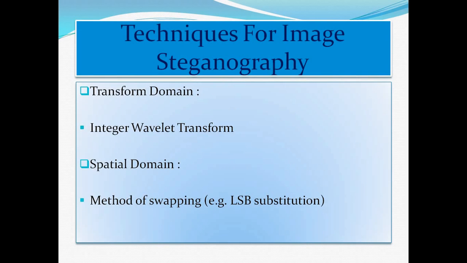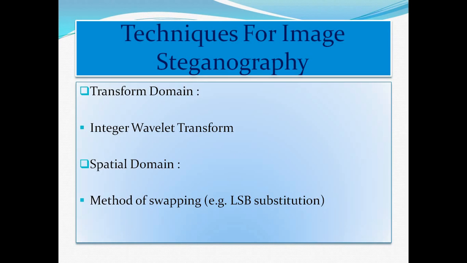Now, the different techniques which are being applied for image steganography can be divided into two parts. One called transform domain and one called spatial domain. Transform domain includes different operations performed on wavelets such as discrete cosine transform, discrete wavelet transform, and integer wavelet transform. The second being the spatial domain. Now, spatial domain involves several processes such as least significant bit substitution, pixel value difference, and statistic aware embedding.